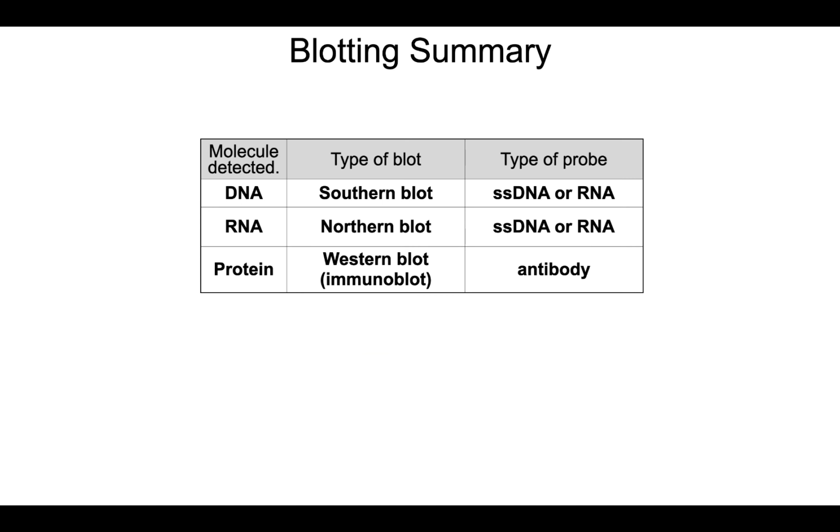Okay, here's a summary then of blotting. You can run DNA, RNA, or protein onto a gel. You can take that gel and make a blot of it, onto a nitrocellulose membrane. If it is DNA, we call it a Southern blot. If it's RNA, we call it a Northern blot. And if it's protein, we call it a Western blot, otherwise called an immunoblot. Now, to probe that blot, if it's DNA or RNA, if it's a Southern or Northern, we can use single-stranded DNA or RNA. If we're going to probe an immunoblot, we have to use an antibody. We have a primary antibody and then a secondary antibody.